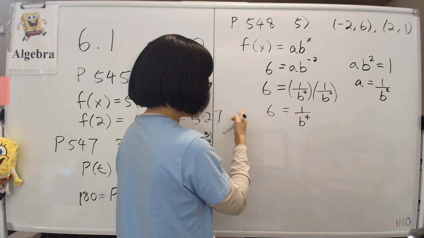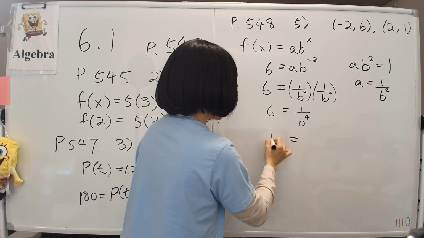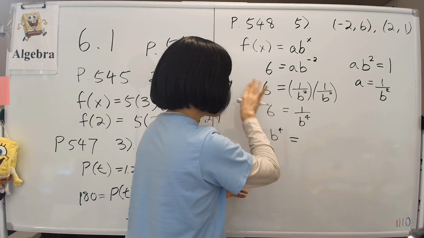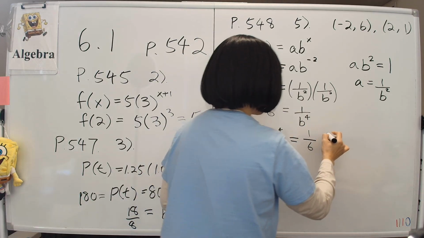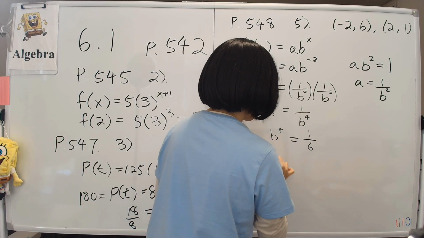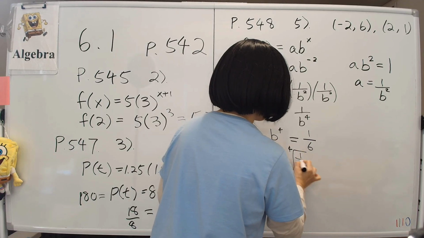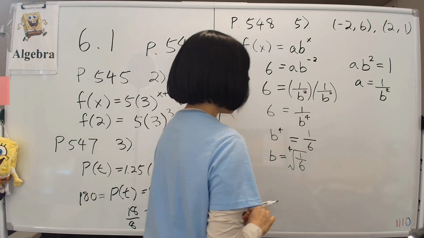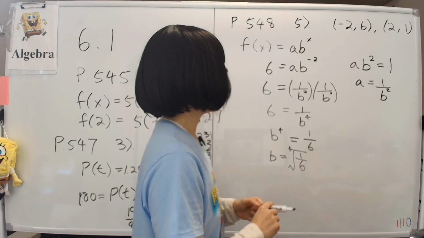So let's move the b to the 4th across the equal sign to the top, and then push the 6 across the equal sign down, equals 1 over 6. So then that gives me b equals the 4th root of 1 over 6. All right, now let me check. The book agrees with me, so we can move on.